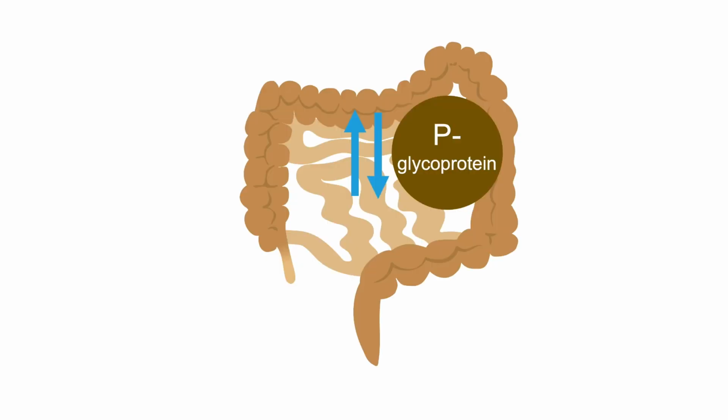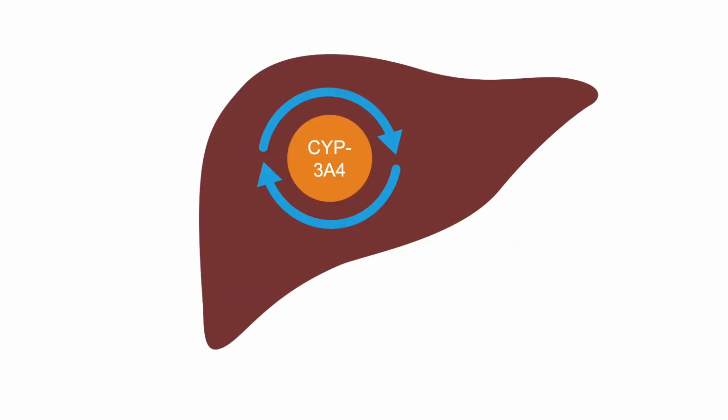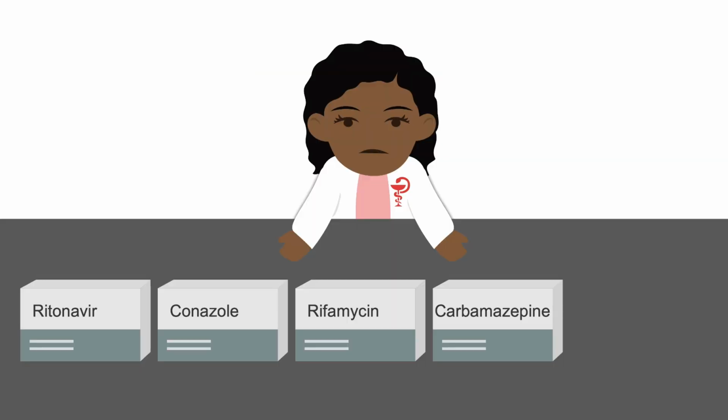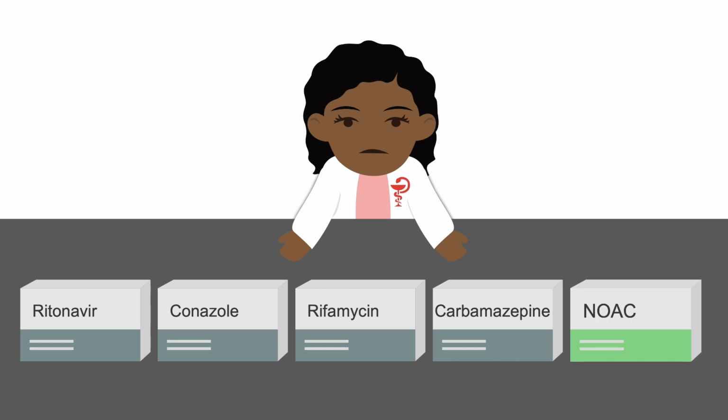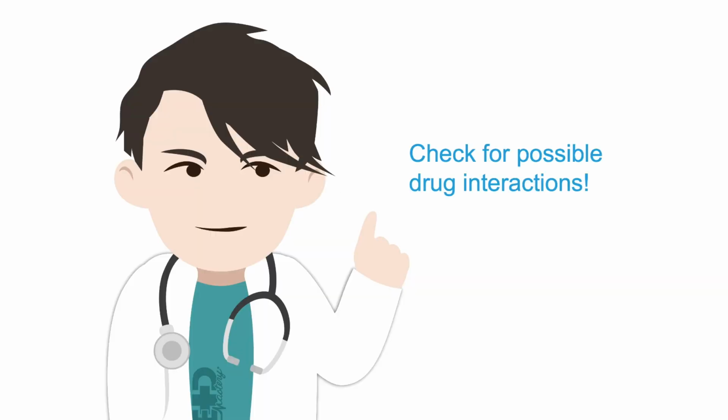The performance of NOACs can also be affected by the activity of other drugs. The bioavailability of NOACs involves P-glycoprotein at the intestines, and metabolism involves cytochrome P450 3A4 in the liver. When drugs that increase or decrease the activity of these proteins, like ritonavir, conazoles, rifampin, or carbamazepine, are taken alongside a NOAC, anticoagulation may not be as effective. So always be sure to check for possible drug interactions before prescribing anticoagulants to your patients with AF.